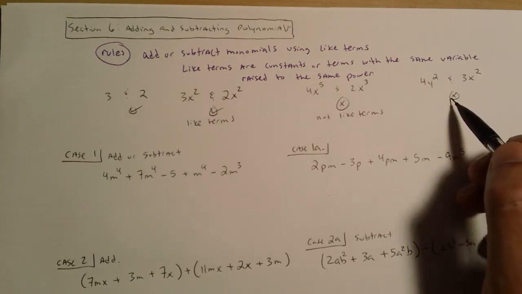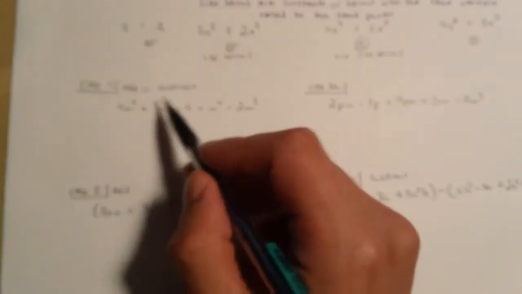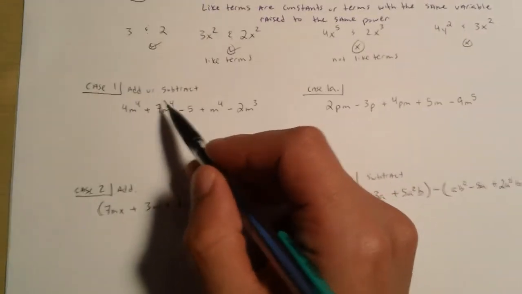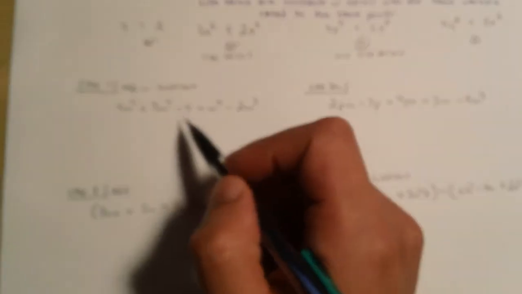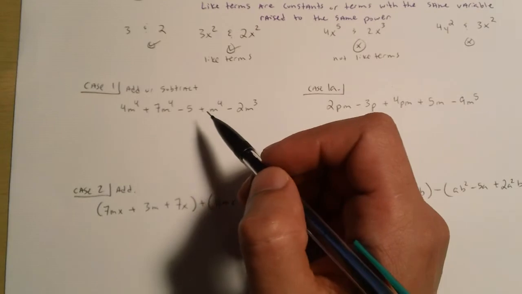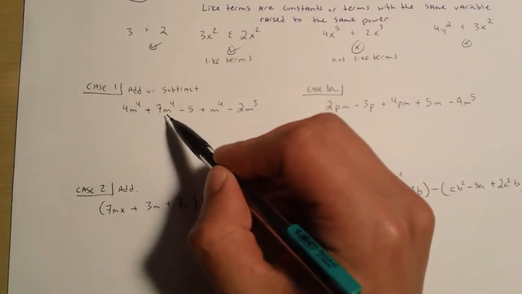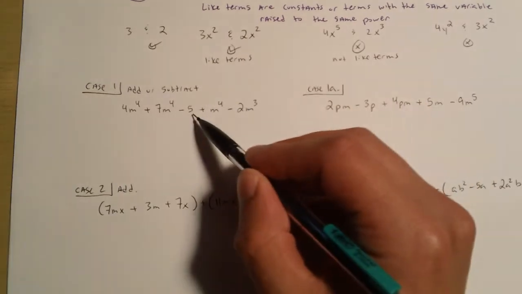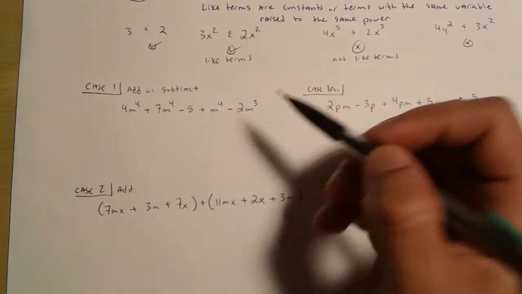Okay, so I'll just go ahead and start off with examples. So, first example, we're going to add or subtract. Whenever you're asked this, you can use either method, whatever's been shown in the problem. Now, let's look at what we have to deal with. So we have 4m to the 4th power plus 7m to the 4th power minus 5 plus m to the 4th power minus 2m to the 3rd power.